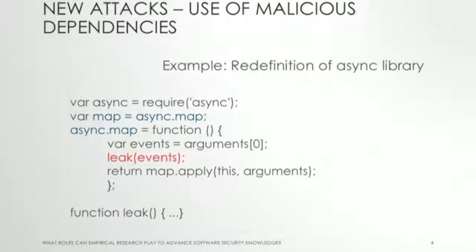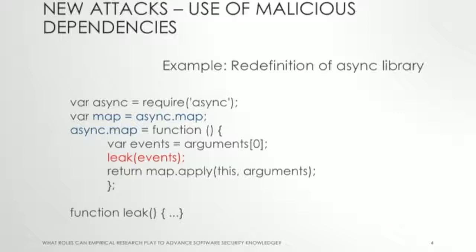So how does this simply work? For Node.js, you have the async library in your code, and the dependency you are using is probably only going to change the colors for formatting your HTML. But in this code, there are a few extra lines: it requires async, and it saves the method map in a variable. This is JavaScript, so you can do that. Then there is a redefinition of the map function, and in this redefinition there is a leak of the events. So the events that async get uses will be leaked because of this leak method. Then the behavior continues because you call the previous method again.